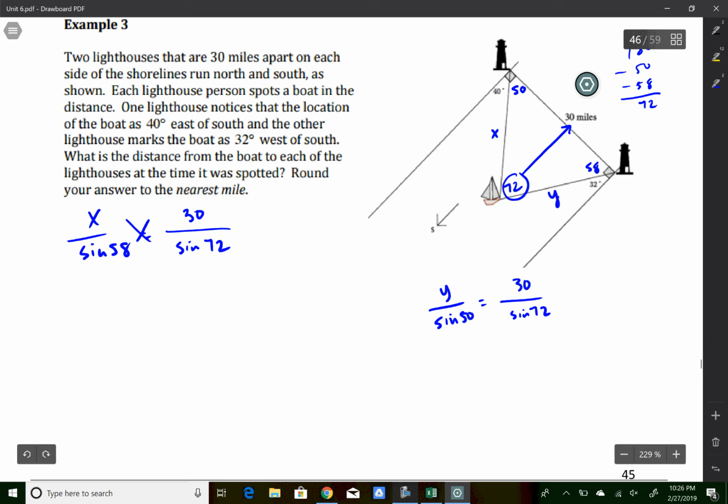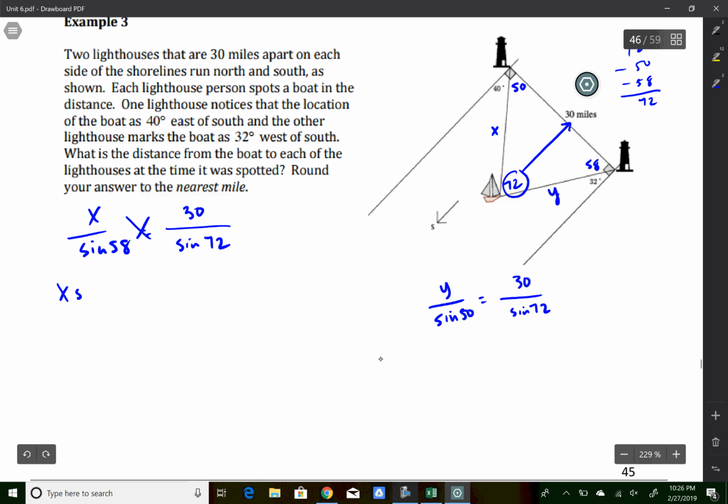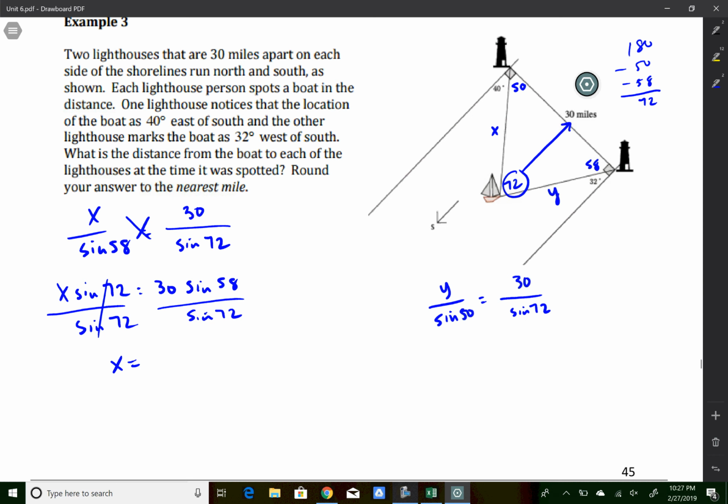So let's solve for x first. Cross multiply. X sine of 72 is equal to 30 sine of 58. Divide by the sine of 72, and we get whatever that comes out to be in my calculator. So we get, to the nearest mile, 27 miles.